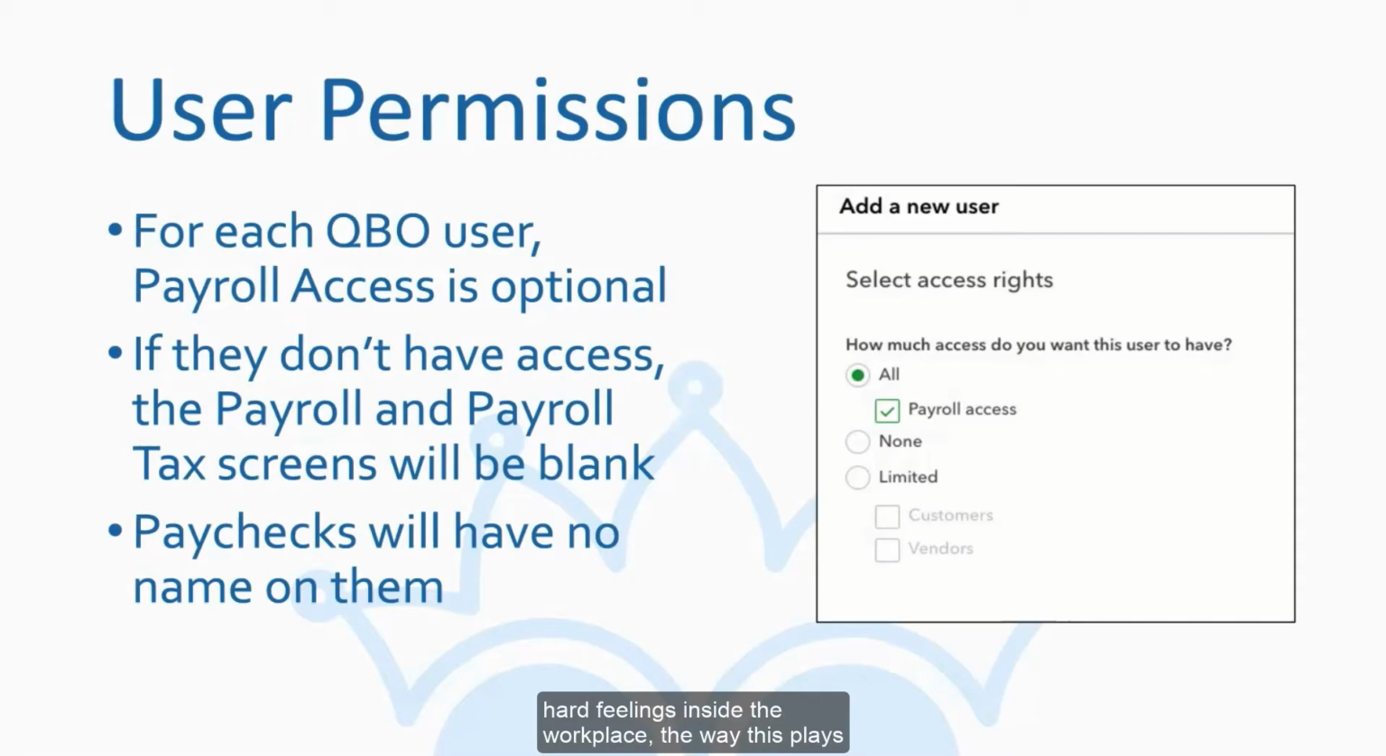The way this plays out is if you do grant them payroll access, they can see the paychecks, they can see the payroll reports. If you uncheck that payroll access, then they can't see the payroll reports. They don't show up on the reports list. If they try and click on payroll, it just is blank white and says you don't have access to this portal. See your administrator for more information. And if they're looking at a check register that has paychecks in it, instead of the person's name, it just says paycheck, paycheck, paycheck, paycheck.